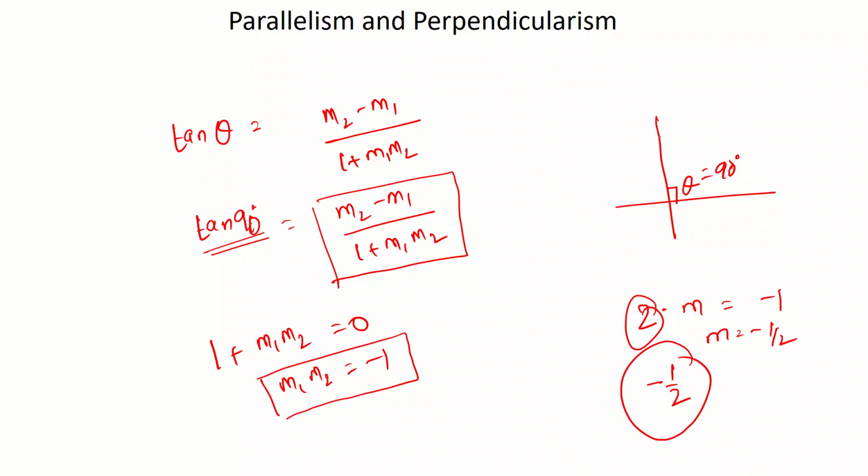Suppose I give you that the slope of this line is equal to minus 5, then the slope of this line will be equal to 1 by 5. Reciprocal, change sign. On changing the sign it becomes positive, and on taking the reciprocal it becomes 1 by 5. So try to remember this shortcut because we'll be using it very often.